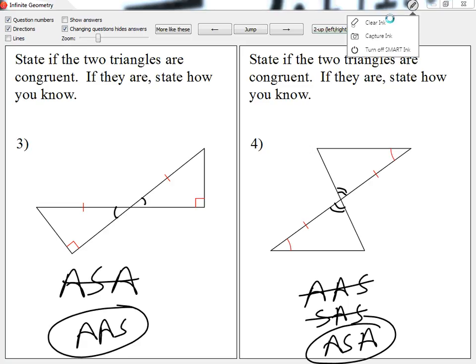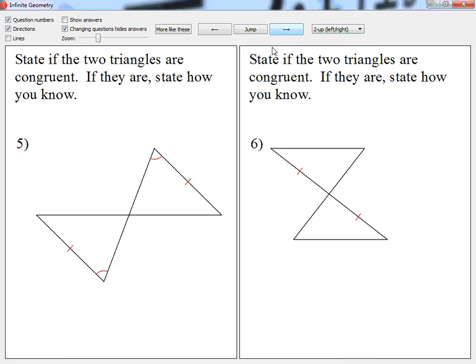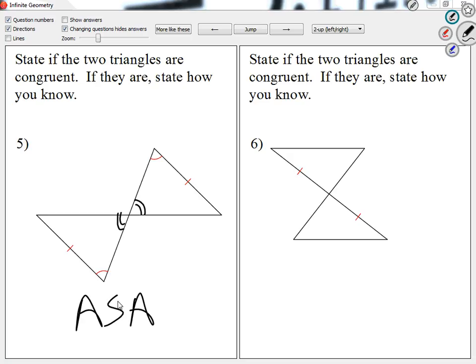So let me take a look at question number 5. You can mark those angles. They're vertical. Question number 5, is that congruent? If it is, how do you know? Angle, side, angle? So the side is right in between the angles? Angle, angle, side. Right? The side is not between the angles.